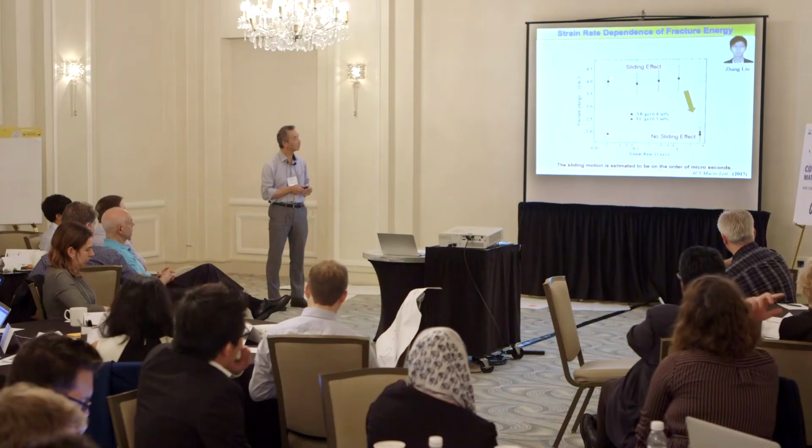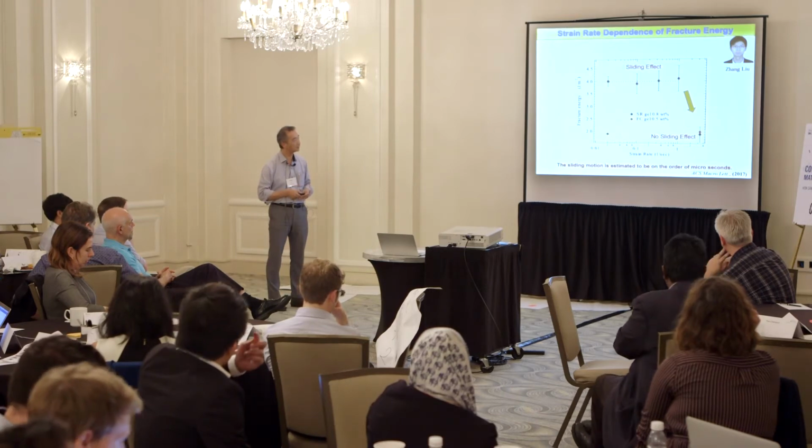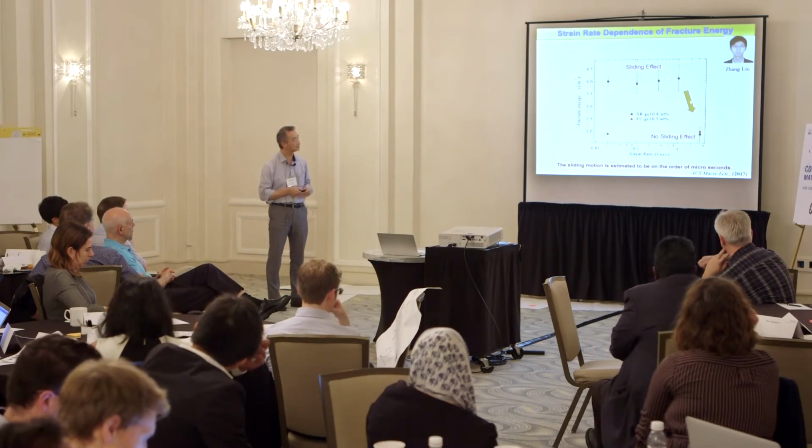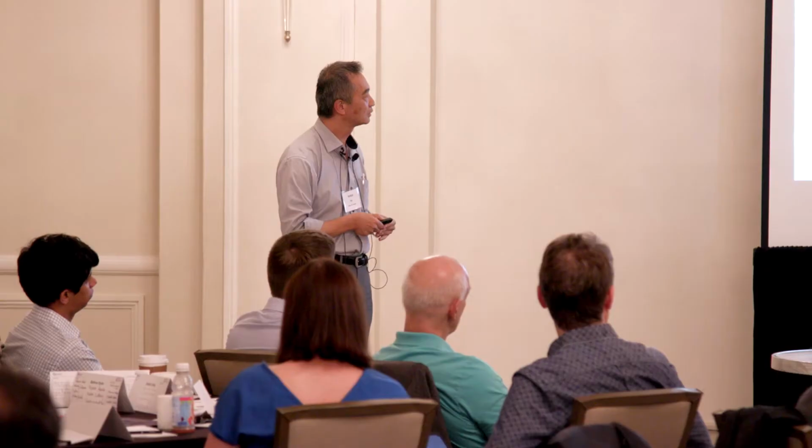This shows the strain rate dependence of the fracture energy of the sliding gels and the usual chemical gels. At low strain rate, the sliding gel shows a higher fracture energy than the usual chemical gels, but at higher strain rate, the fracture energy decreases drastically down to the level of the chemical gels. So we can estimate the speed of the sliding motion from this transitional strain rate, to be on the order of the microsecond level.